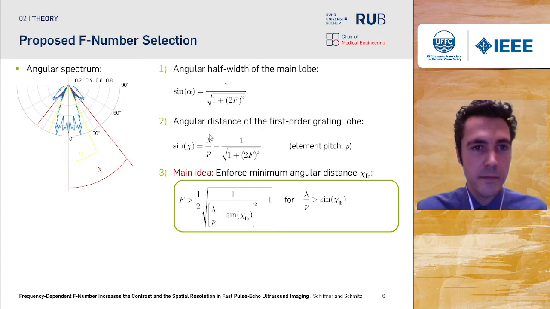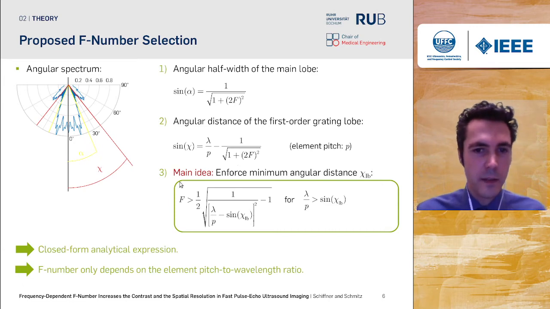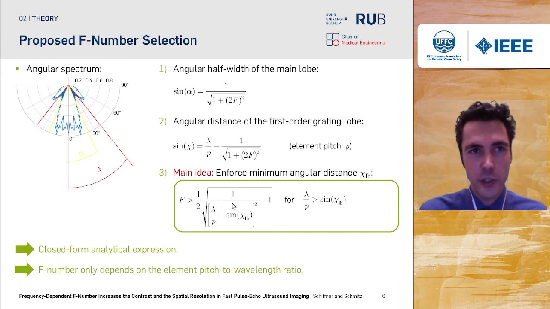The main idea is to enforce a minimum angular distance to the first-order grating lobe. This can be accomplished by rearranging this term for the f-number and inserting a lower bound on the angular distance. This is a closed-form expression for the f-number, which only depends on the element pitch to wavelength ratio.